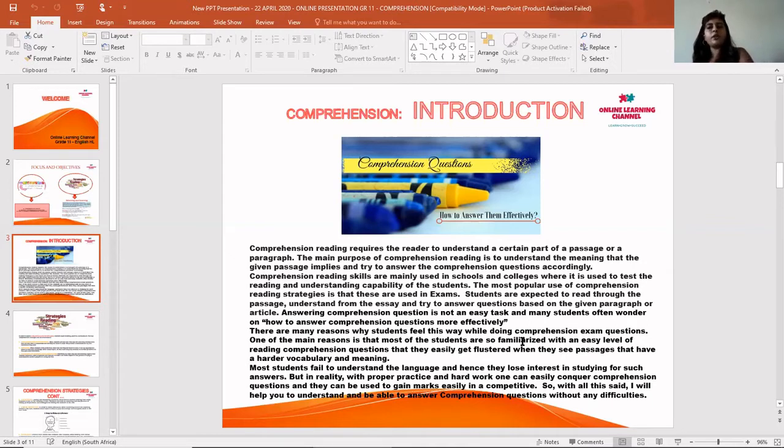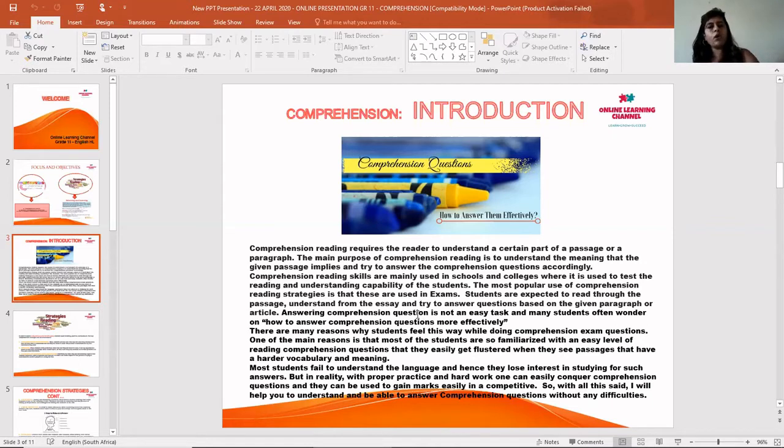Now, the most popular use of comprehension reading strategy is that these are used in exams and tests. Students are expected to read through the passage, understand the essay, and try to answer questions based on the given paragraph or article. Answering comprehension questions is not an easy task, and many students often wonder how to answer comprehension questions more effectively.